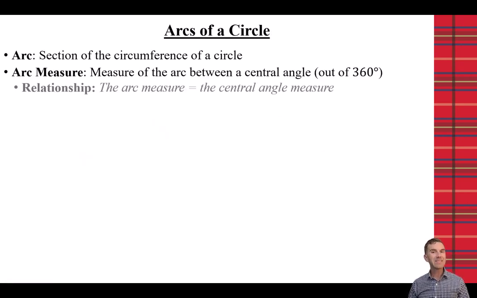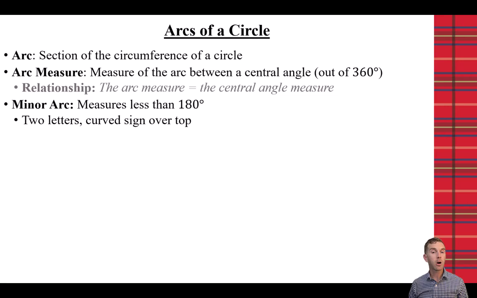Now let's discuss what is an arc when we're talking about arcs in a circle. So an arc is a section of the circumference of the circle. When we talk about the arc measure, we're talking about it as an angle measure out of 360 degrees. And it's the arc measure that's between that of the central angle that's intercepting it. And what we know is that the measure of the arc is going to be the same as the measure of the central angle.